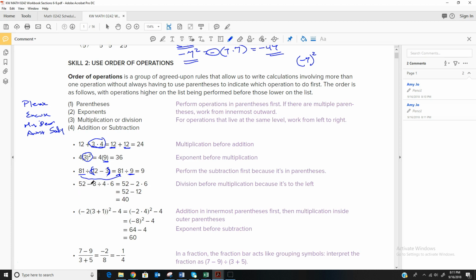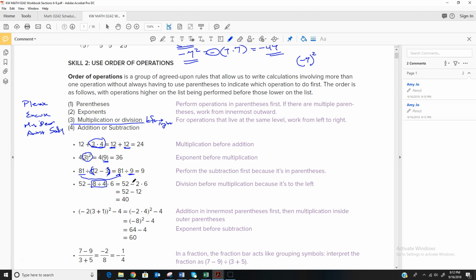Here, we've got a subtraction, a division, and a times. And we're going to multiply and divide left to right before we do the subtraction. So we're going to do this part first. It's a division, so we're going to do it before the subtraction, and then this division comes before this multiplication. Remember, we do multiplication or division left to right. We don't do the multiplication and then the division. We do any multiplication or division from left to right.